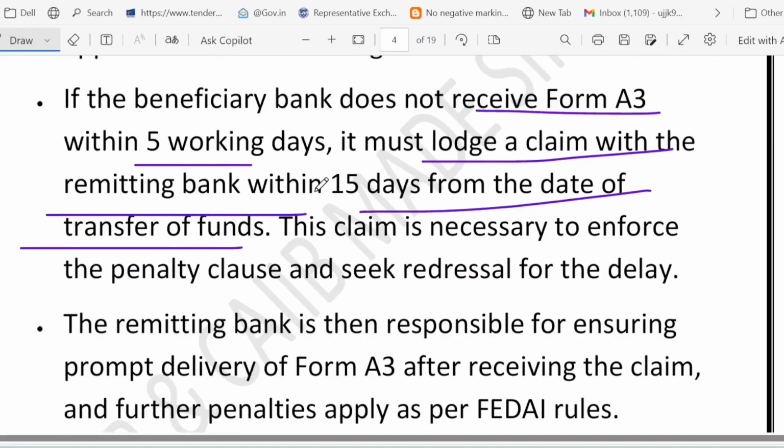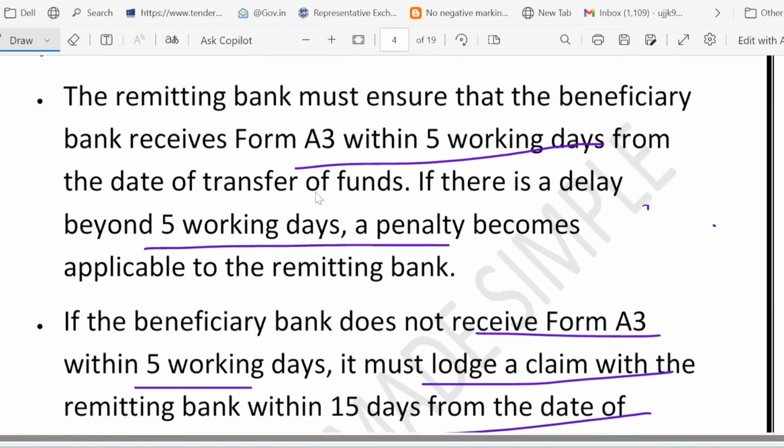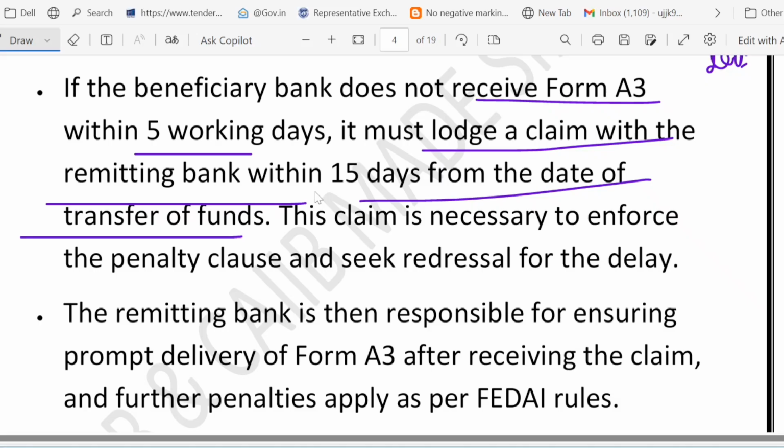Both deadlines are counted from the transfer date. Remember, this is very, very important. Whether it is the 5 days deadline or the 15 days deadline, both are counted from the transfer date. Remember it. Now friends, let's see the next question that we have.